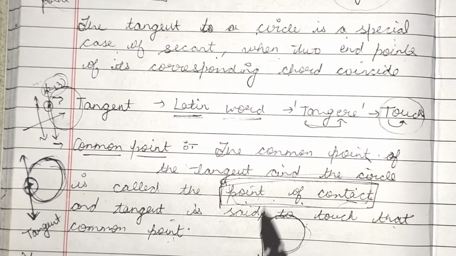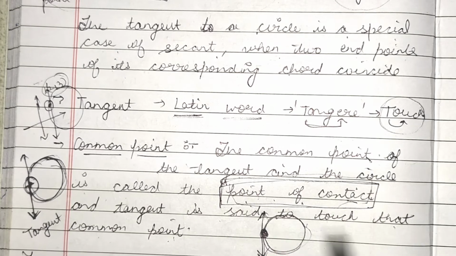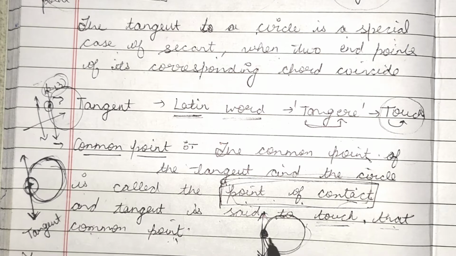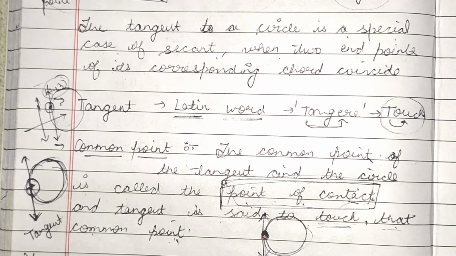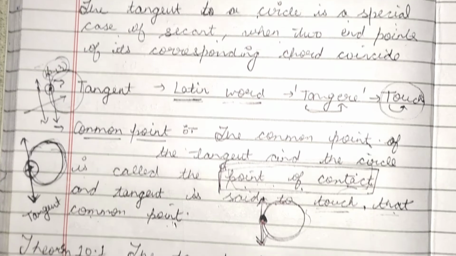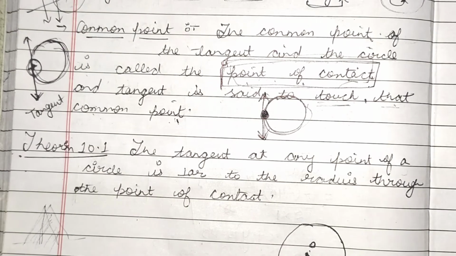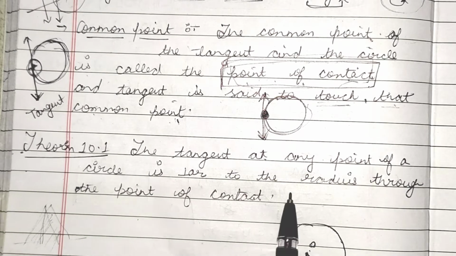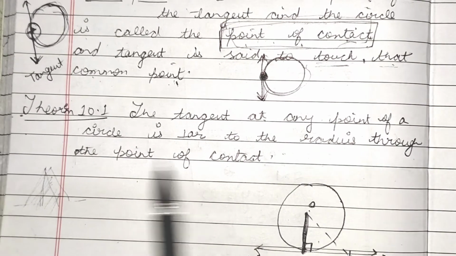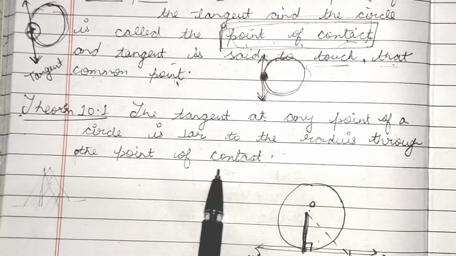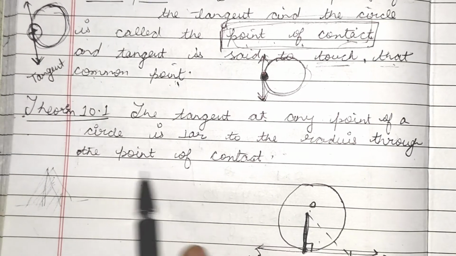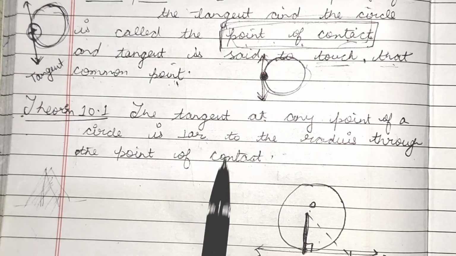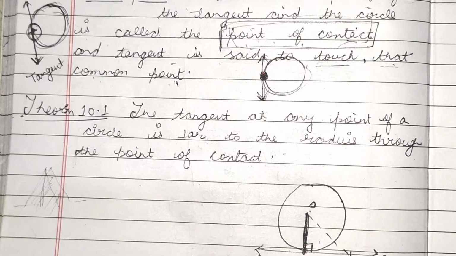What we say is that the tangent is passing through that common point; the tangent is said to touch that common point. Okay, understood? So, moving to Theorem 10.1, which says that the tangent at any point of a circle is perpendicular to the radius through the point of contact. These terms are very important for you to understand, because they are going to help you in solving the theorems and questions in your exercise.